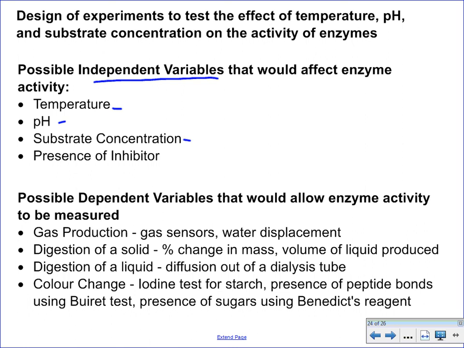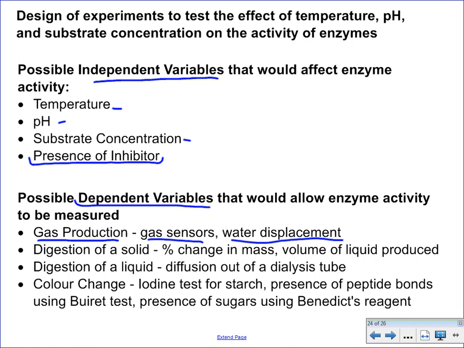Another possible independent variable would be the presence of an inhibitor. So these are all things that can be manipulated, that could then be used to study the effect on enzyme activity. Once you have a possible independent variable identified, you need to identify possible dependent variables. And these would have to allow enzyme activity to be measured. So possible ways in which enzyme activity could be measured, and this would really depend on the enzyme that's being used, could be things like gas production, for example. The gas production can be sensed or detected by gas sensors or by water displacement.